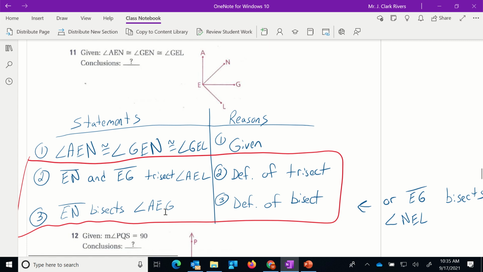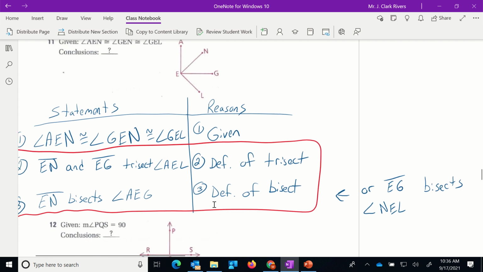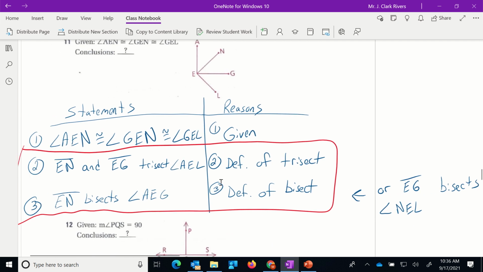This next one's kind of funky, like we don't really see this show up a lot in geometry. It shows up on occasion, but it's rare. If you're really trying to draw a second conclusion, that conclusion could be EN bisects AEG, that's the definition of bisect, or you might have said EG bisects NEL. If you didn't get that third statement and reason, don't sweat it. That hardly ever comes up. It's a bit of a stretch. Almost always it's going to be this second statement and reason that comes up, just so you know. So as long as you got that one, you're good 99% of the time.